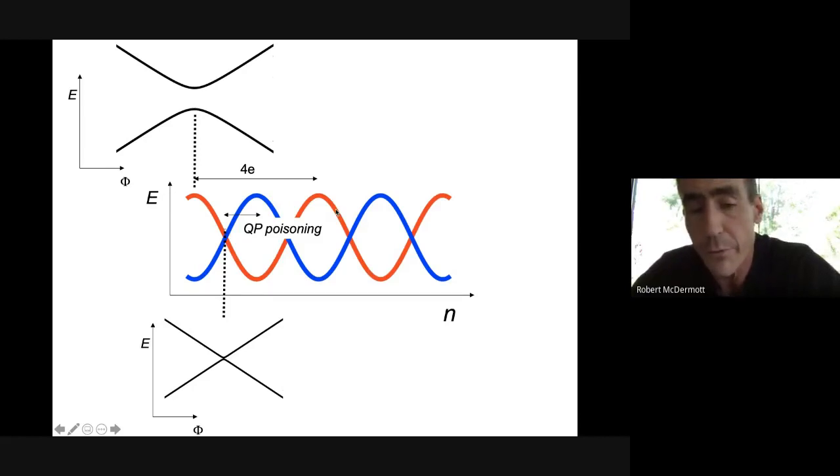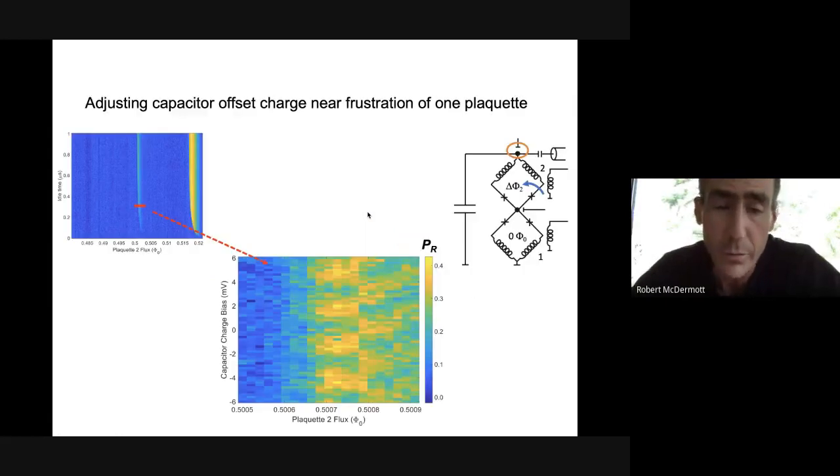So in principle, we think even in the presence of quasi-particle poisoning, provided that random fluctuations of offset charge are slow enough, at those sweet spots with respect to quasi-particles, we should be able to observe some coherent dynamics. So that's what we're trying to do here.